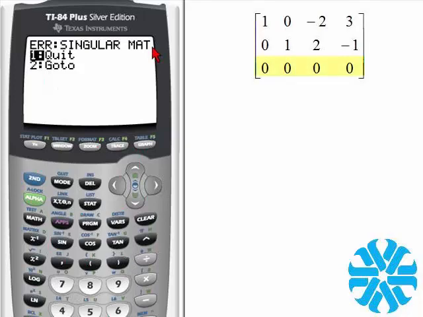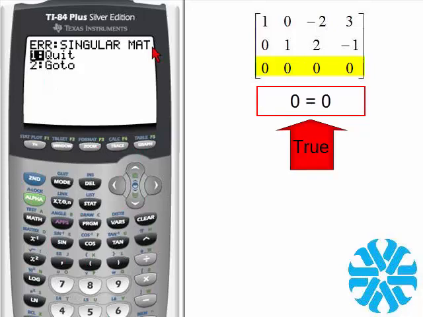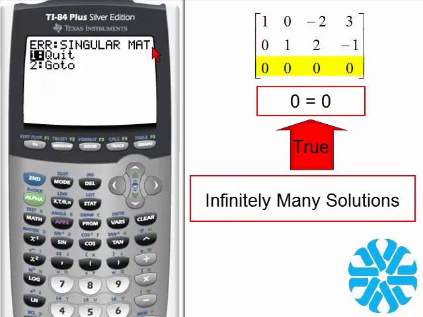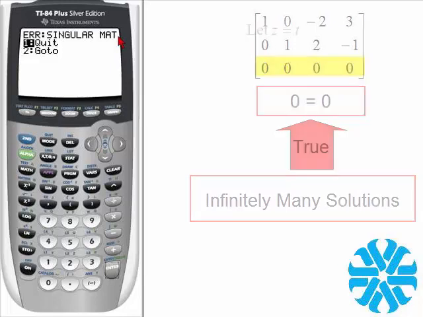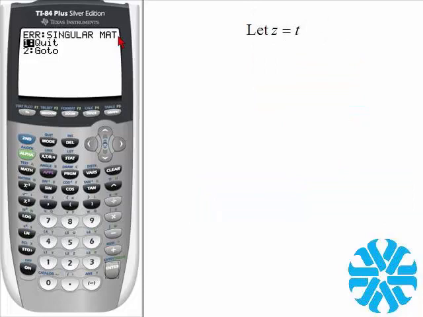So as you can see, the third row says 0x plus 0y plus 0z is equal to 0, which says that 0 is equal to 0, which is a true statement. This tells you that there are infinitely many solutions. So recall what we need to do is we need to set up a parameter. And usually we take the third variable, which is z, and we set that value of z equal to the parameter t. So we're going to let z equals t. Then we use back substitution to solve for y and then x.